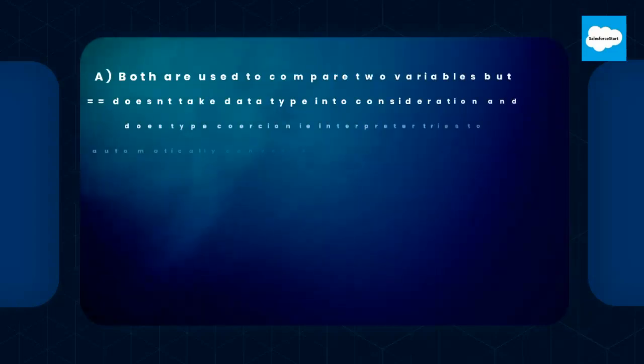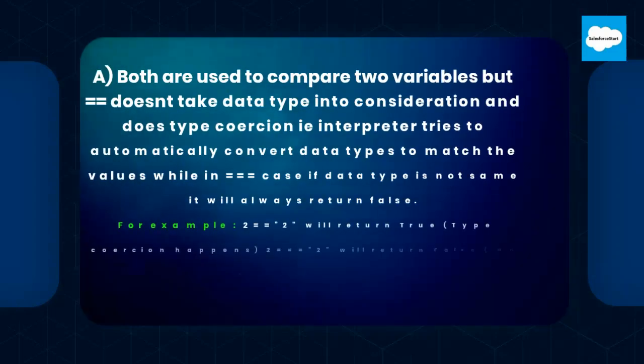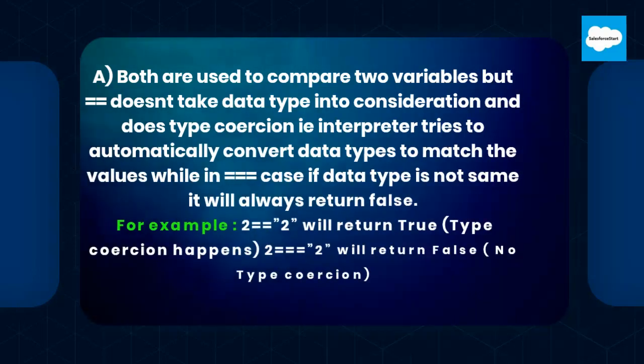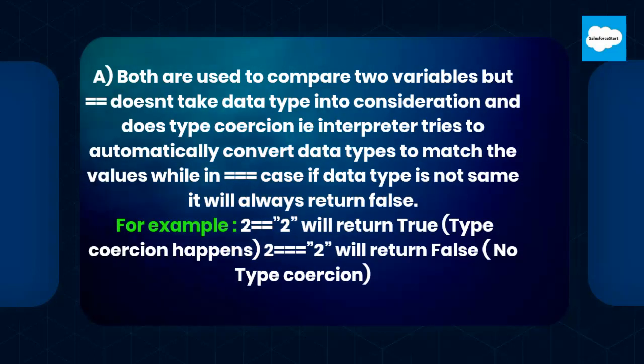Answer: both are used to compare two variables, but == doesn't take data type into consideration and does type coercion. The interpreter tries to automatically convert data types to match the values, while in the === case, if the data type is not the same, it will always return false. For example, 2 == 2 will return true. Type coercion happens. 2 === 2 will return false. No type coercion.